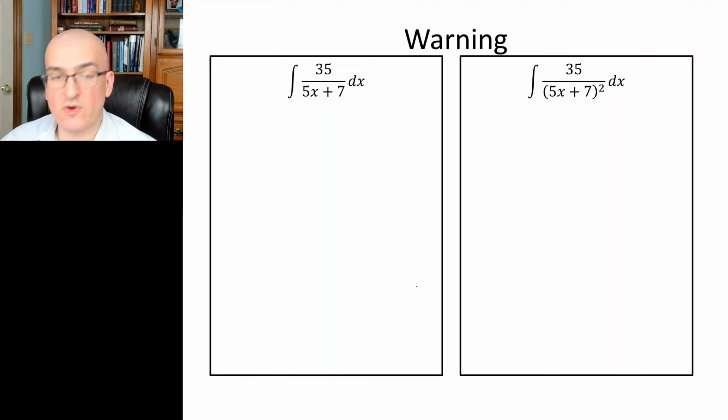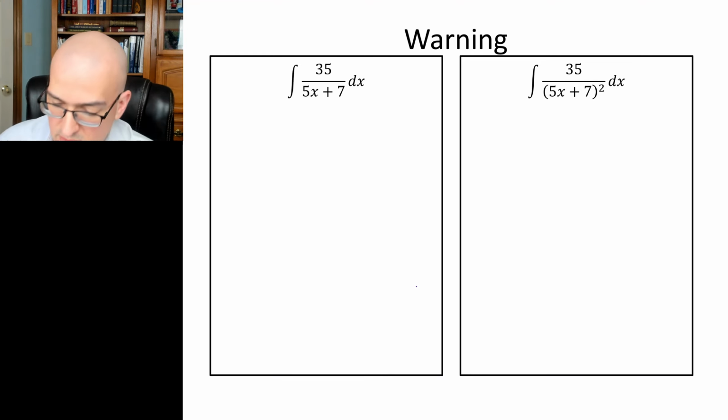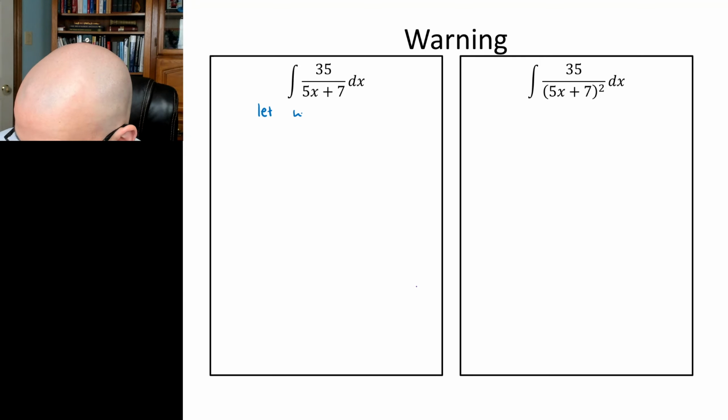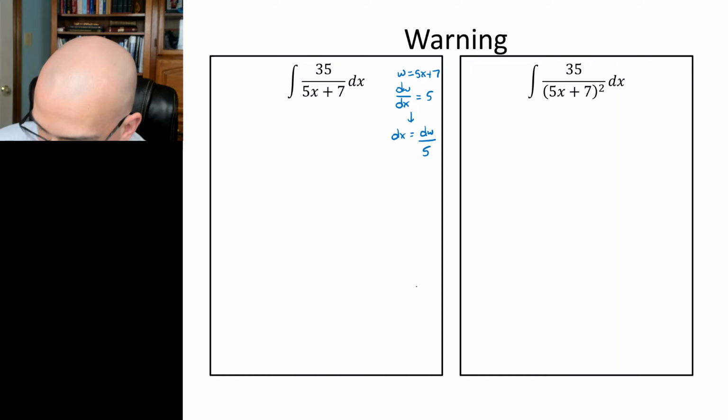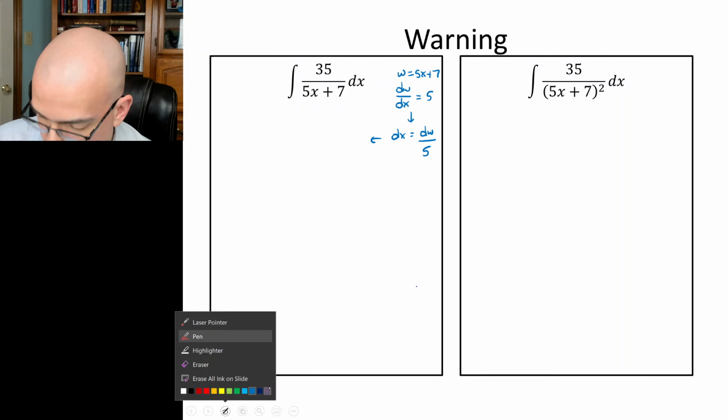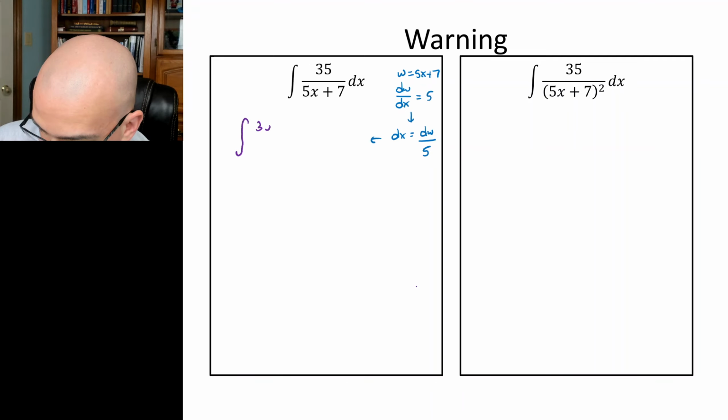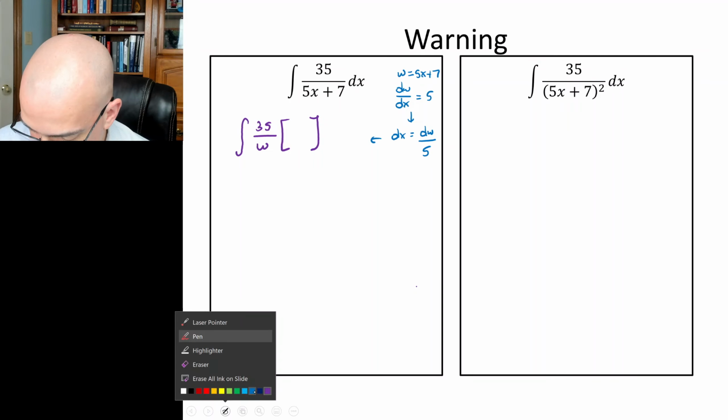Okay, so we don't have a function that anything's being plugged into. So I'm going to let w equal everything that's in the bottom. That's all I can do. So let w be equal to 5x plus 7. Then dw by dx is equal to 5. And that means dx is equal to dw over 5. And we'll plug that into our antiderivative, 35 over w. And then the dx is replaced by dw over 5.